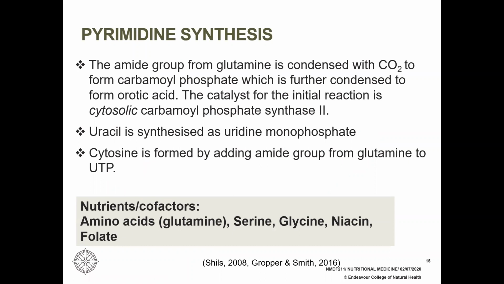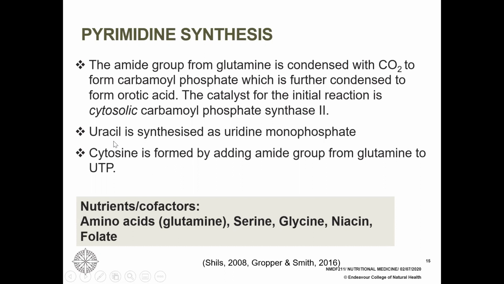So moving on with pyrimidine, the amide group from glutamine is condensed with carbon dioxide to form this particular compound, carbamoyl phosphate. So that's the first compound. Like PRPP for purine, for pyrimidine we make carbamoyl phosphate. And then we are making orotic acid here. And the reaction is catalyzed by carbamoyl phosphate synthase 2. And you don't have to remember this one because it's a bit of a tongue twister.